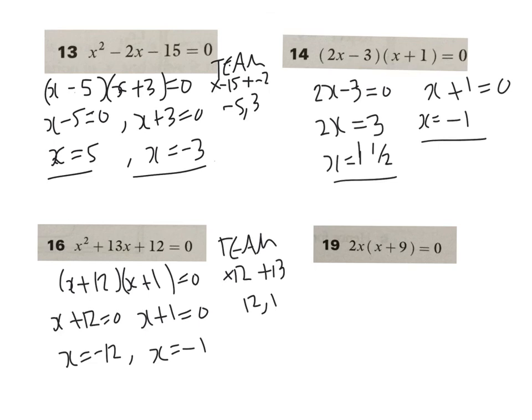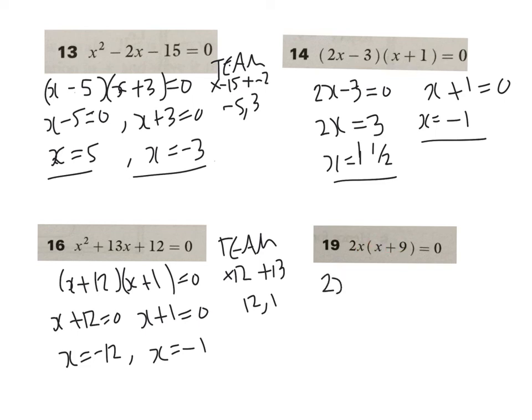On 19, again, it has been factorized. It's just a different quadratic, but it's been factorized and we only needed to have one bracket. There must have been a common factor of 2x. So again, this is something multiplied by something else. This happens to be not a bracket, but it's the same idea. Either this could be 0 or this could be 0.